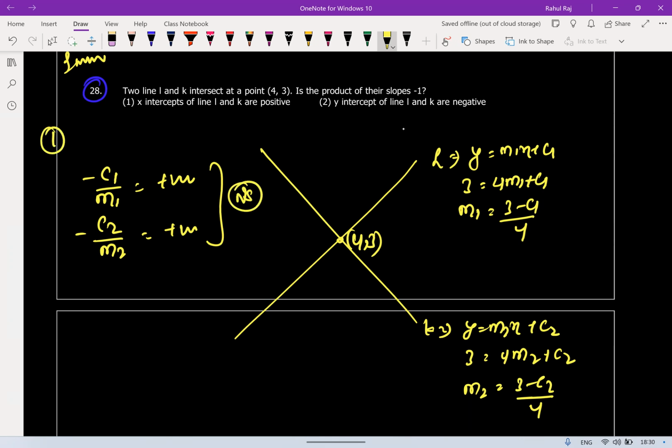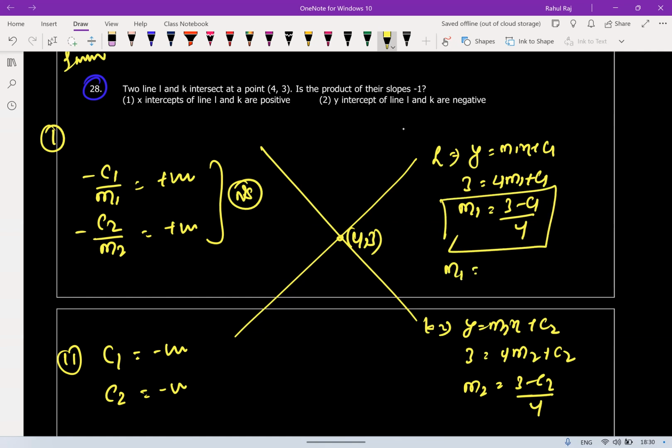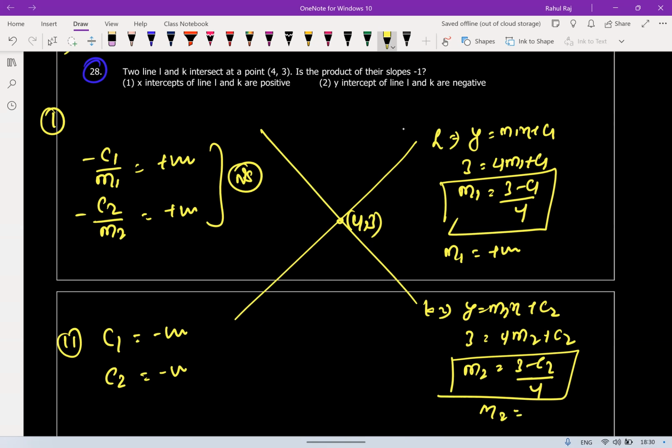Option number 2 says the y-intercepts of lines L and K are negative. It means c1 is negative, c2 is negative. If c1 is negative, from here, can I predict m1 will be 100% positive? And if c2 is negative, can I predict m2 will be 100% positive? If m1 and m2 are positive, is it practically impossible to confirm whether the product of their slopes is negative 1? No answer. Not sufficient to answer the question. The same question in a different wording. Is this clear?